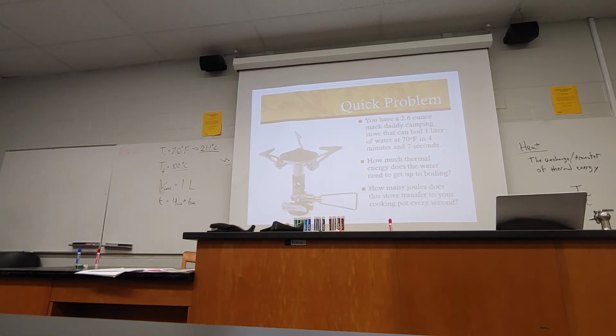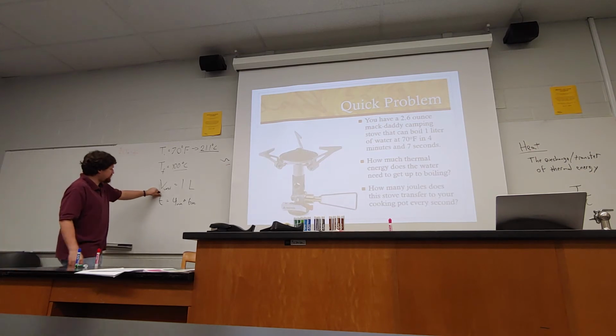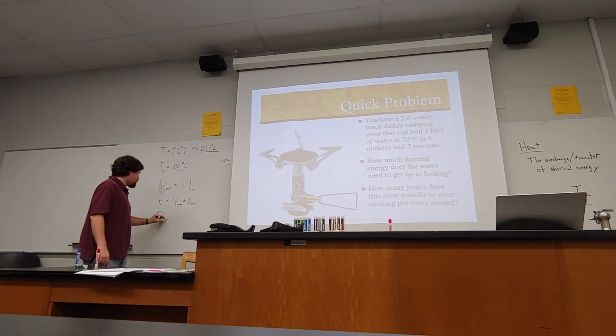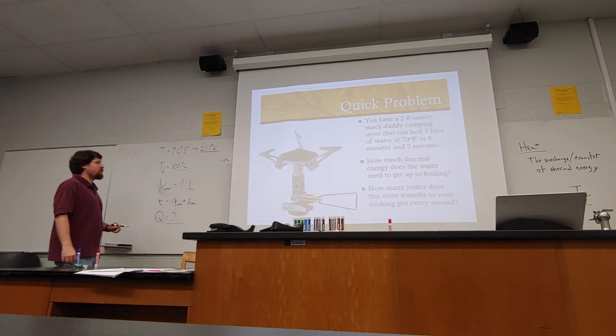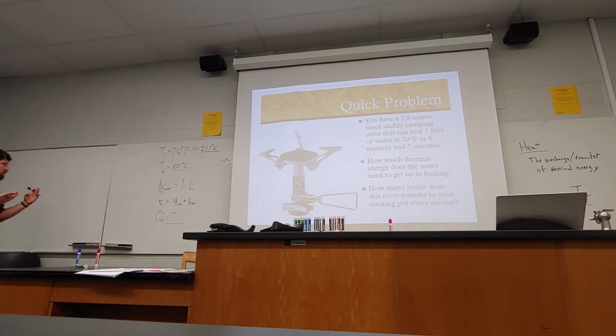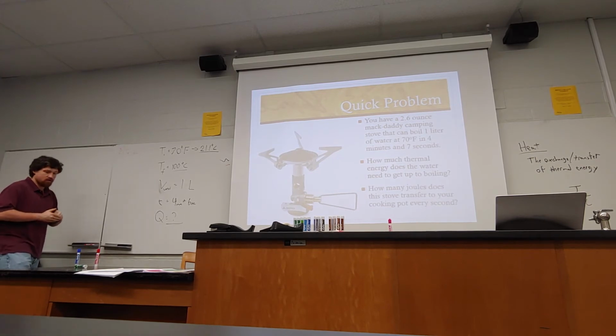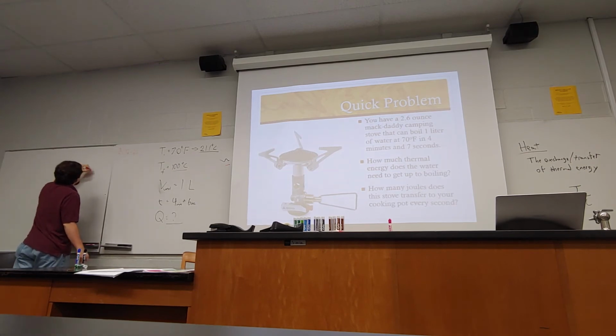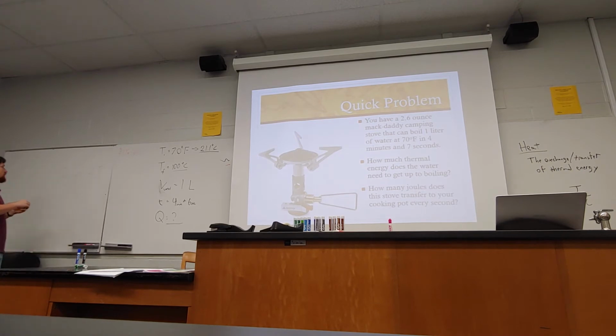So, what we want, that's a funny looking T. What we want is the amount of thermal energy required. We need to know how much heat needs to be added. So, what formula should we use? Very good. So, Q equals MC delta T. So, do we have everything we need to proceed yet?